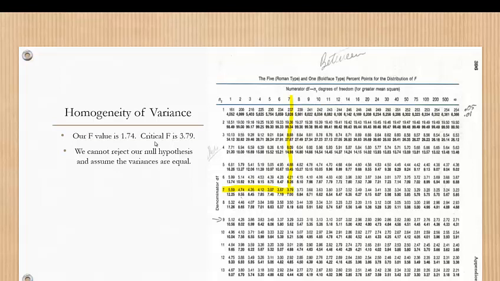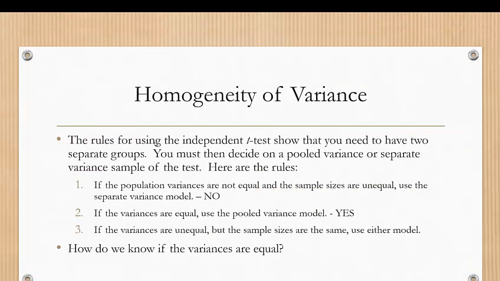We're going to get into terminology later, but for now just assume that we're going to accept our null hypothesis. We failed to reject it, so we're going to accept it, which means that the variances are equal. So even though they look different, they're still within the range, and we're going to say that they're equal.